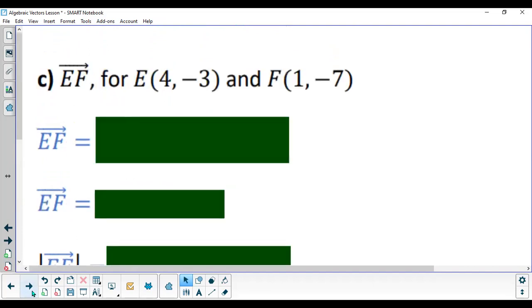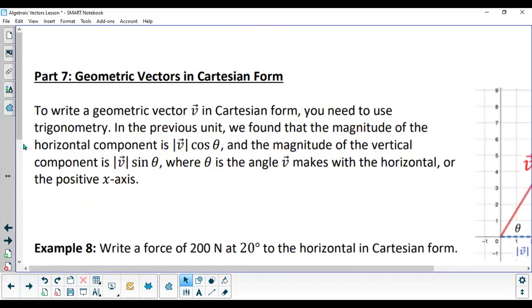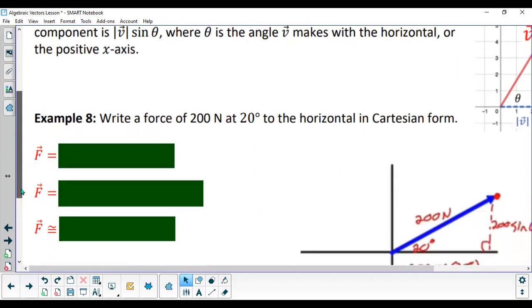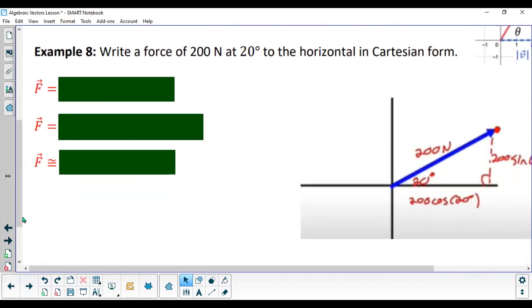Okay, to finish off, can we write this problem down? Sorry, I lied. There's 2 problems, but we need to know this first. Write a force of 200 newtons at 20 degrees to the horizontal in Cartesian form. Okay, so I have this vector, which is 200 newtons, 20 degrees to the horizontal.